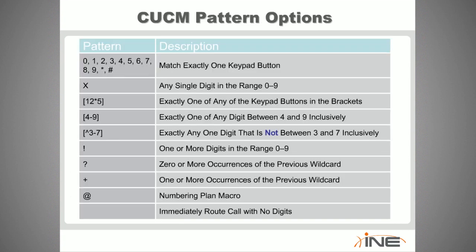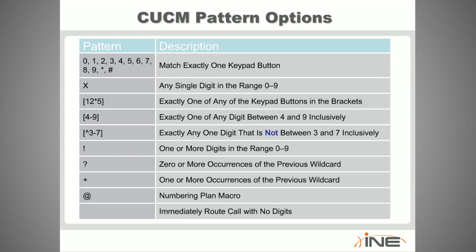So let's take a look at CUCM pattern options. We see that to begin with, we've got 0 through 9 and then * and #. Those match exactly one keypad button, or one DTMF keypad button. X, we said, was any single digit except for star or hash, so 0 through 9.